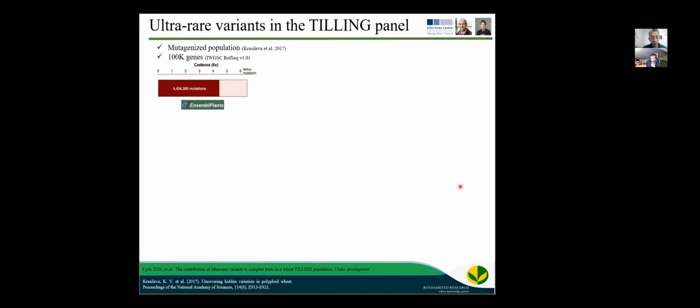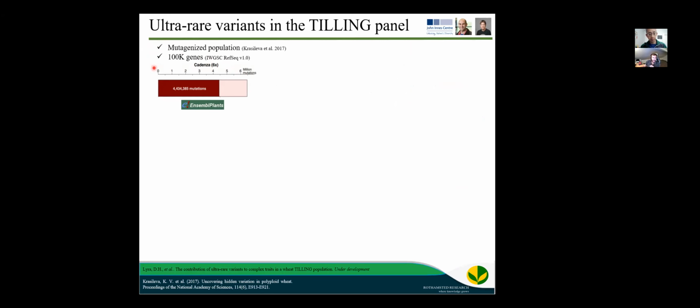At least I started doing this, and then I stopped because I moved to the company, and was to play around in a quantitative genetics way in the Tilling panel. We worked with Cristobal and John Ennis and Andy Phillips at Rothamsted, on how we could have some fun with these ultra rare variants.